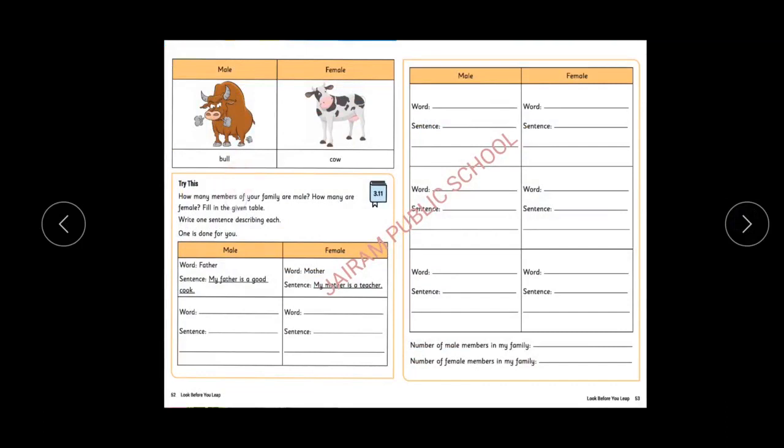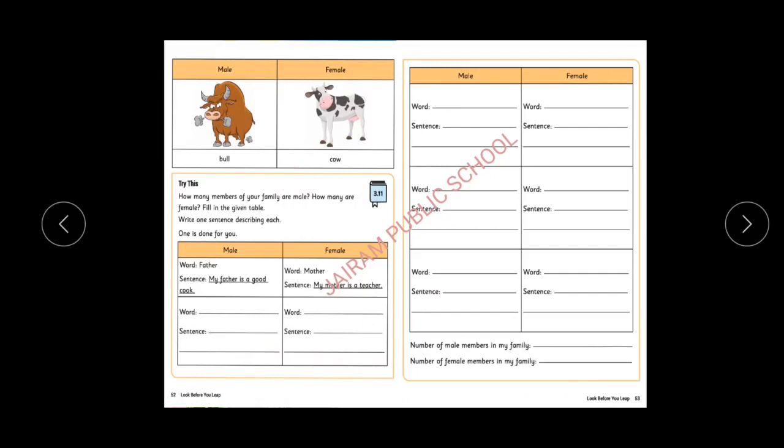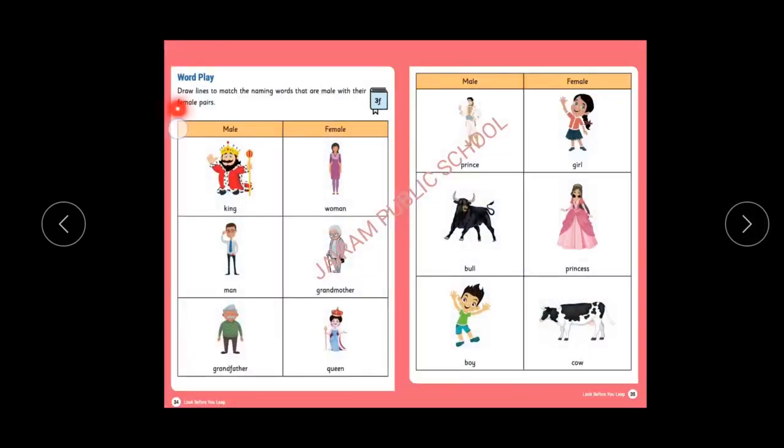Bull. Cow. These are also opposites. Okay. Opposite gender. Opposite nouns. Now try this. We are going to see the companion activities first, then we'll come back here. Word play. Draw lines to match the naming words that are male with their female pairs. Okay, we are going to draw lines and match the male and female pictures.